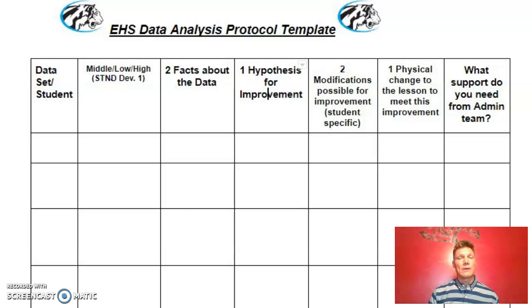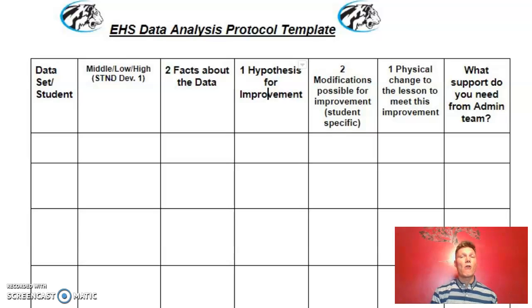The data analysis template includes first whether the data set or the student you're looking at is at that middle, low, or high level of the standard deviation, which we covered earlier. Then you are to write 2 facts about the data, and then a hypothesis for improvement for that data, 2 possible modifications for improvement, and then 1 physical change to the lesson that you are actually teaching or future lessons to hopefully meet this improvement.